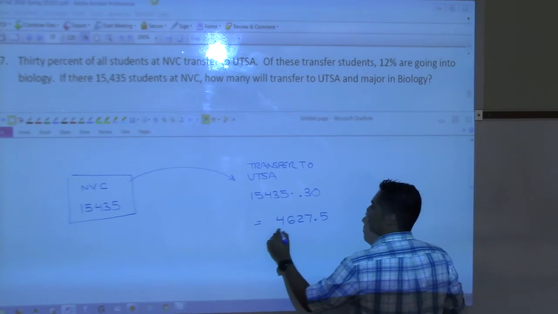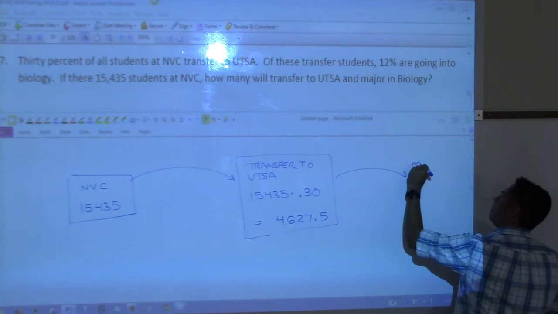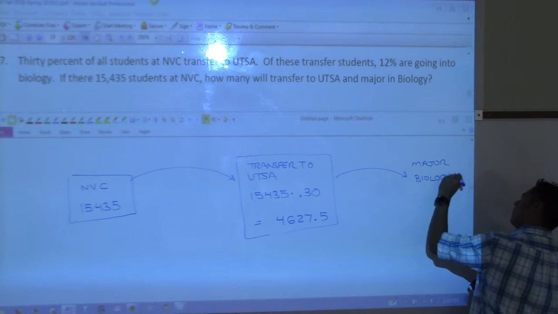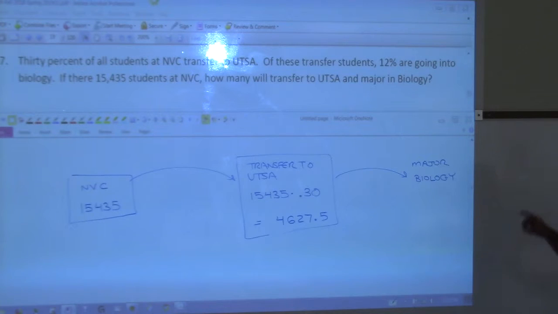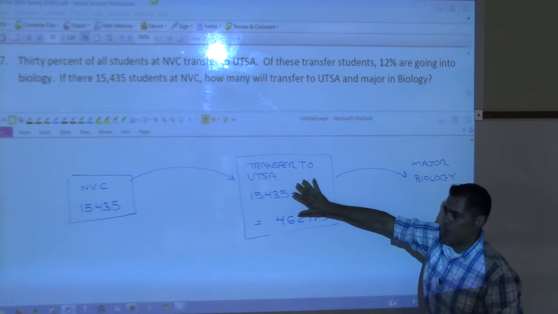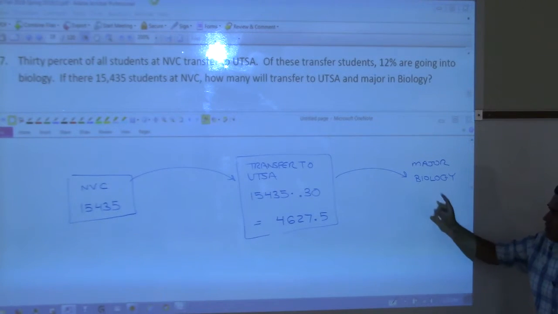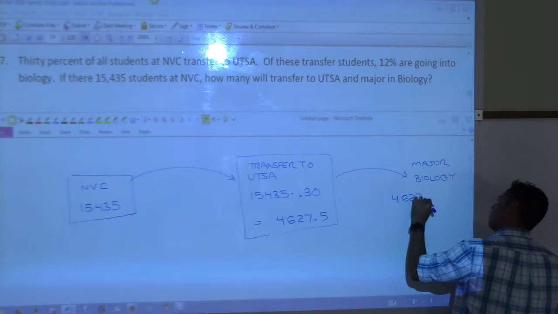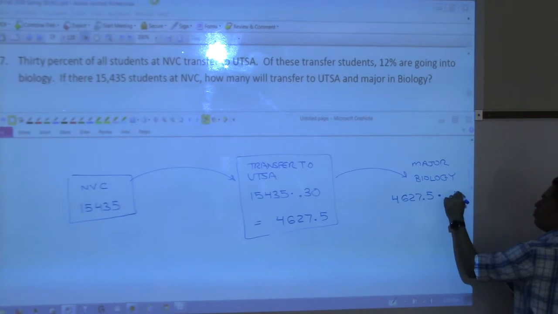And then now from this group, major in biology. There's only what, 12% of this group? We have to read that carefully. Of these transfer students, of those, 12% are going into biology. Okay, so we're going to take 12% of that number. So 4,627.5 times what? 0.12.